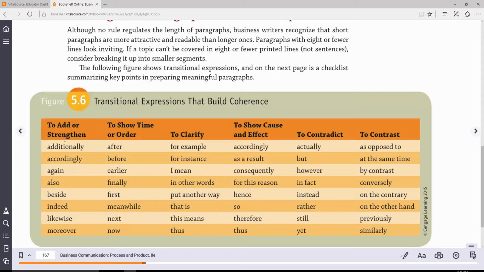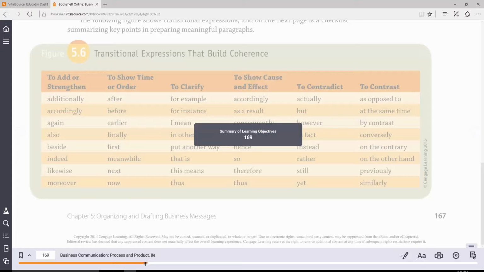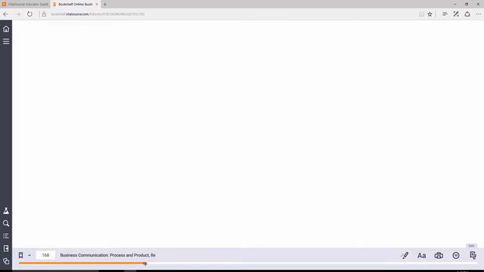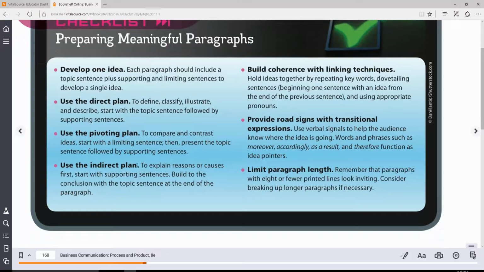So here's some transitional expressions, how you go from one to the other. Just some words to help you figure it out. Prepare meaningful paragraphs. So here's 1, 2, 3, 4, 7. One idea, direct plan, pivoting plan, indirect plan, coherence, road signs, limit paragraph length.